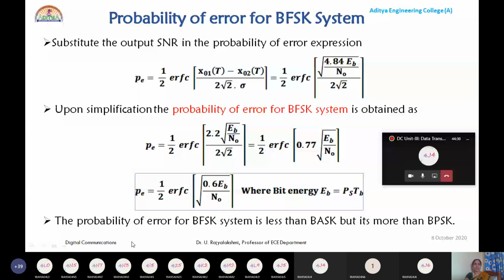Now what can you conclude? Please compare the probability of error for BFSK system with BASK and BPSK. I think we already calculated the probability of error for BASK and BPSK. Now any other student please tell me the probability of error expression for BASK.